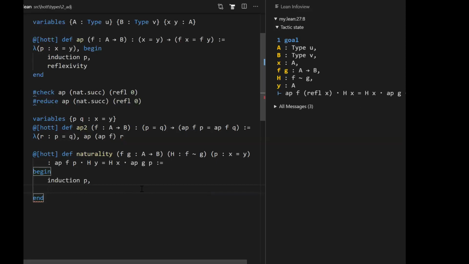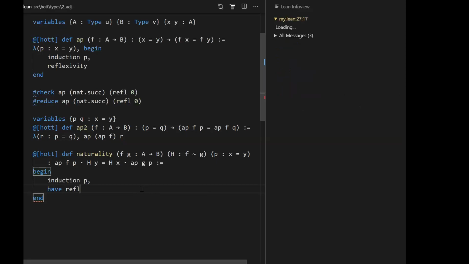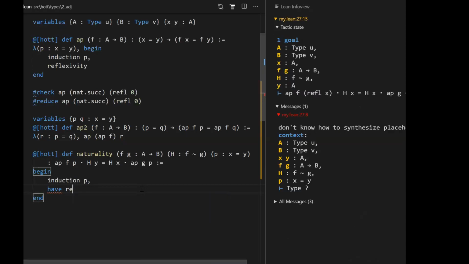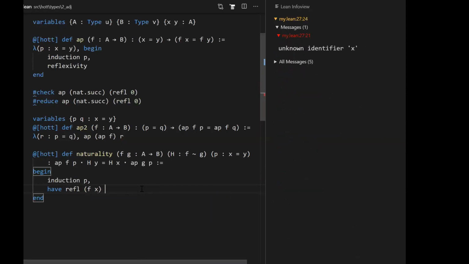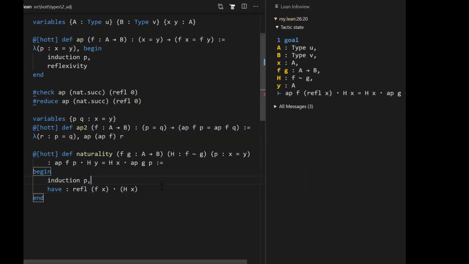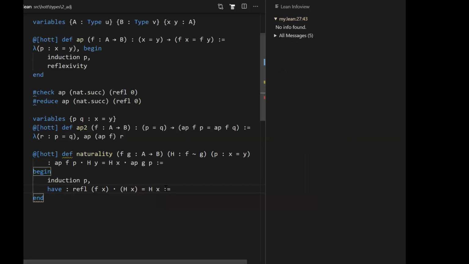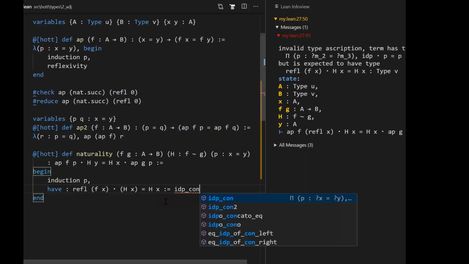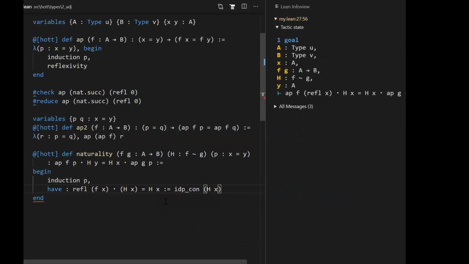So an example of that is refl f of x concatenated with h of x is equal to h of x. In Lean, the name of this proof is just idpcon for h of x, right?